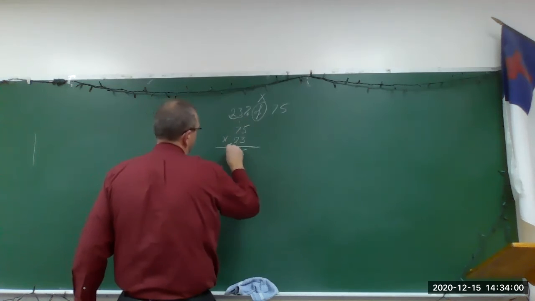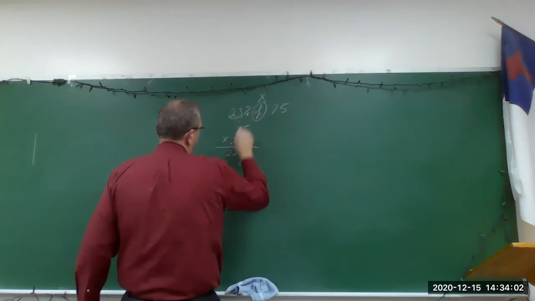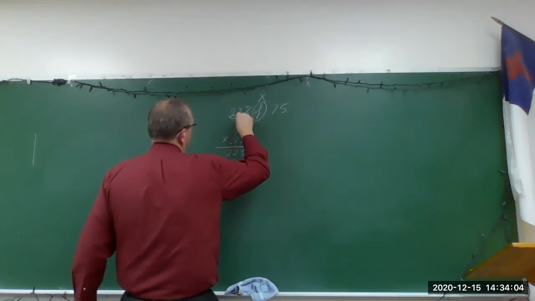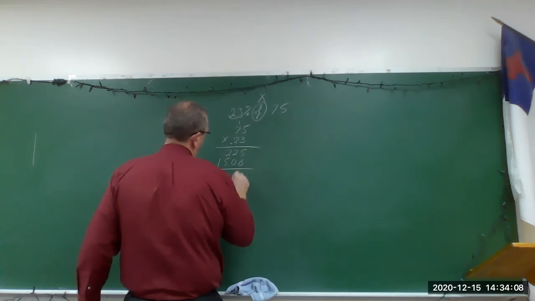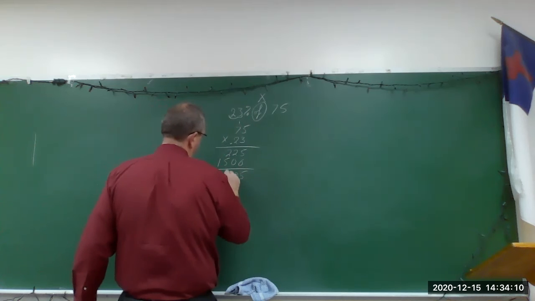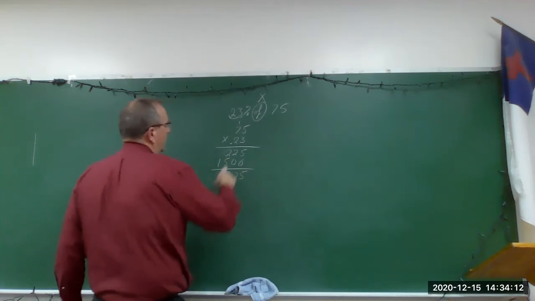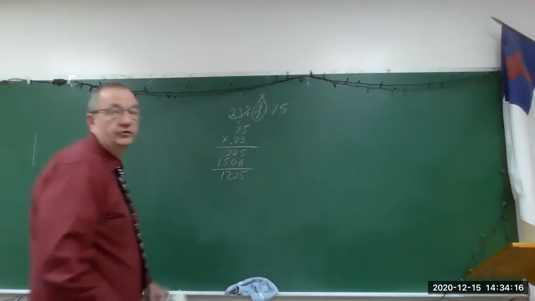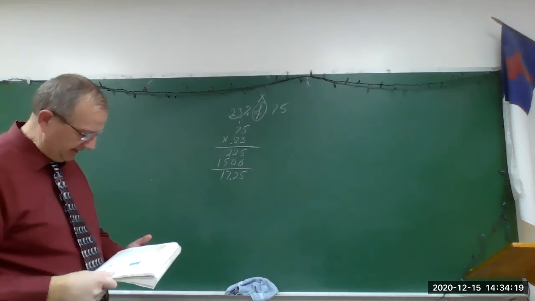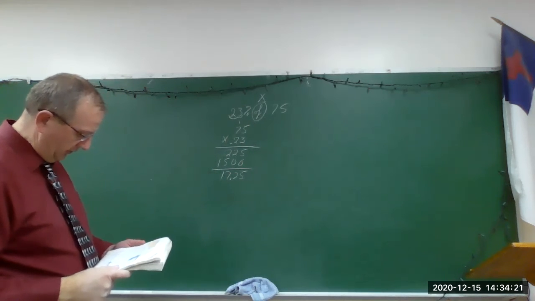Okay, so 3 times 5 is 15. Carry the 1, 21, 22, 0, 0. Carry the 1, 14, 15. And you got 2, 5, 7, 1. And there's 2 decimal places up there, so it's 17.25. Okay, that's how you do those.